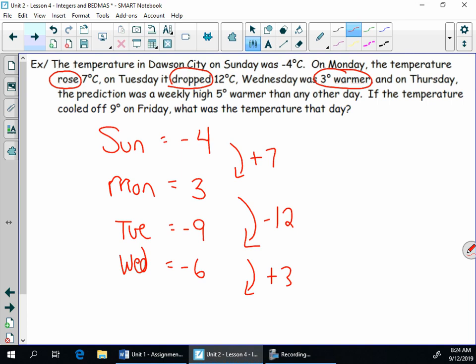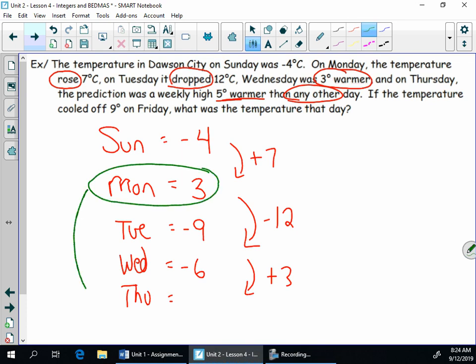And on Thursday, it was 5 degrees warmer than any other day. So here's a tricky one. I don't add 5 to Wednesday. It's 5 degrees warmer than any other day. What's the warmest day we've come across so far? I think Monday was the warmest day. So I have to go 5 degrees warmer than that one. I have to add 5. That gives me 8.